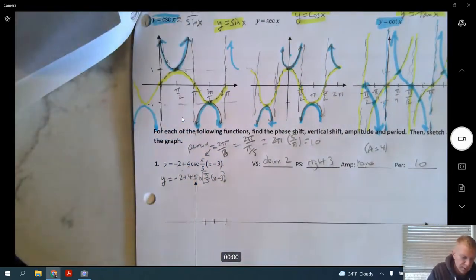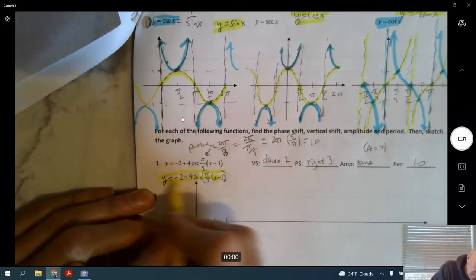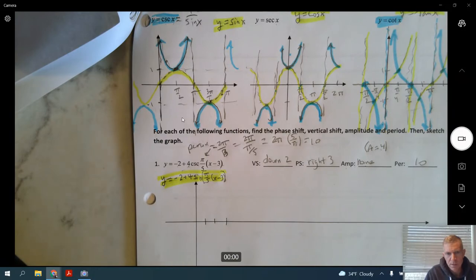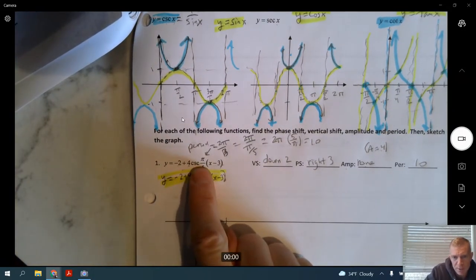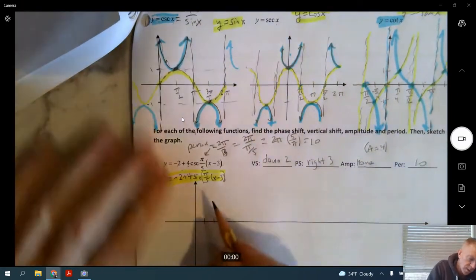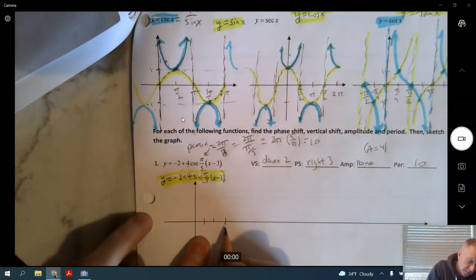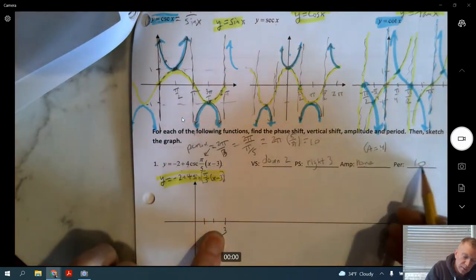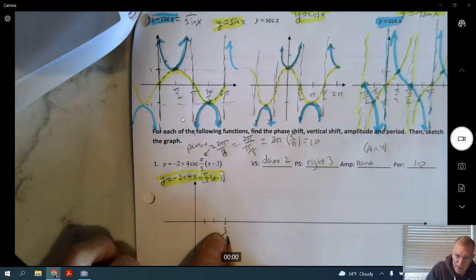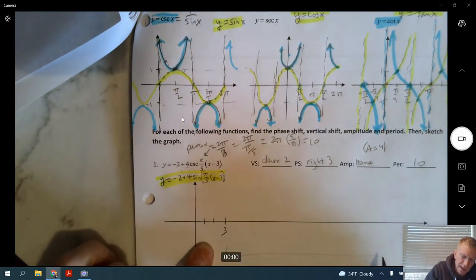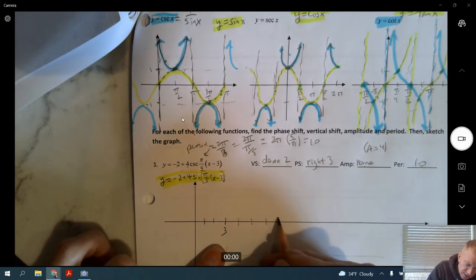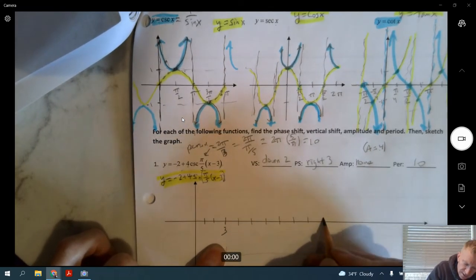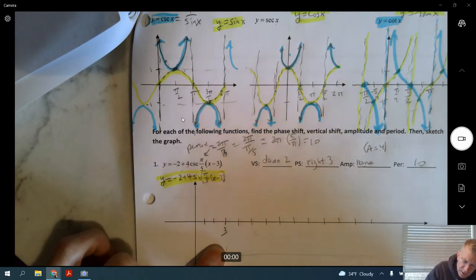Okay, so I'm going to graph this one, and I'm going to make that yellow. So we're first graphing this, and then there's just going to be one small step to graph that thing afterwards. Okay, so we're shifting right 3. So we start at 3. The period is 10. So if we start at 3 and the period is 10, we're going to end at 13. 4, 5, 6, 7, 8, 9, 10, 11, 12, 13.